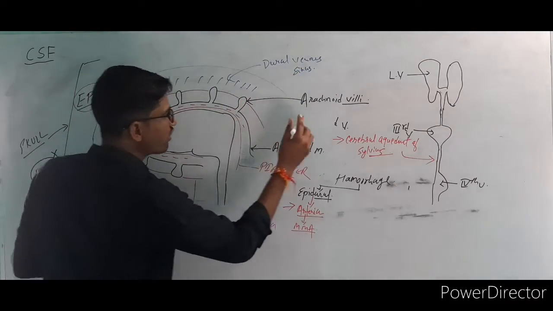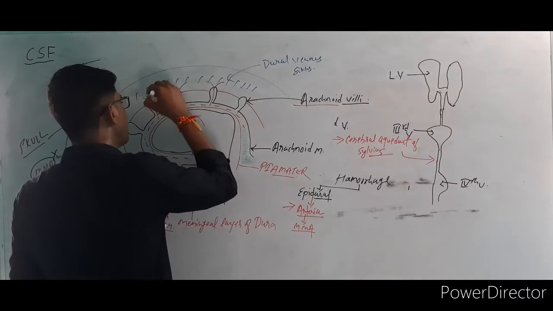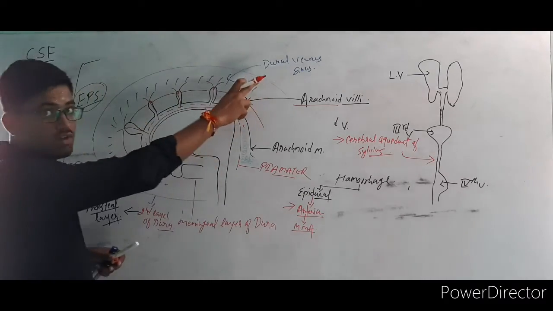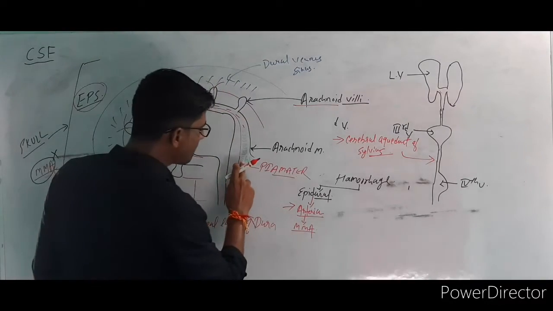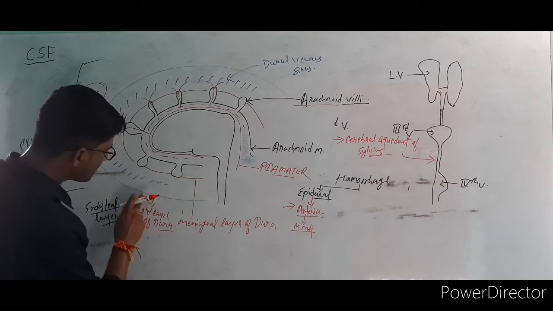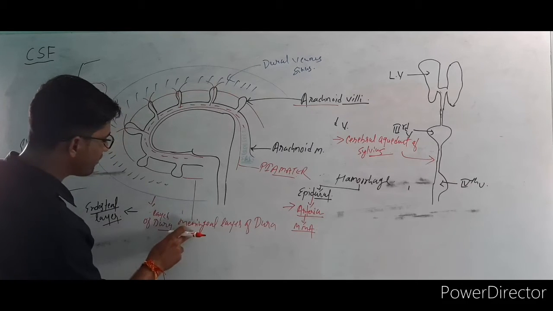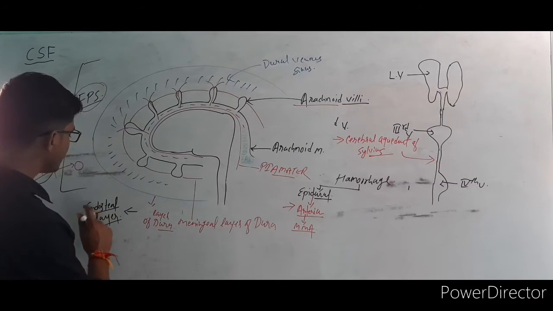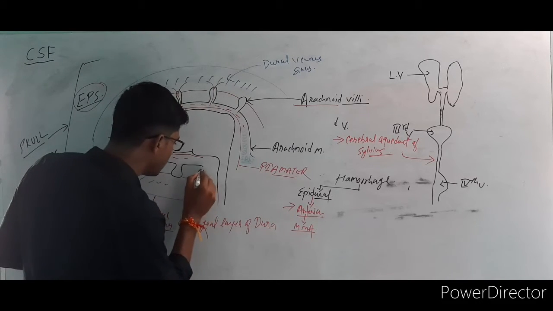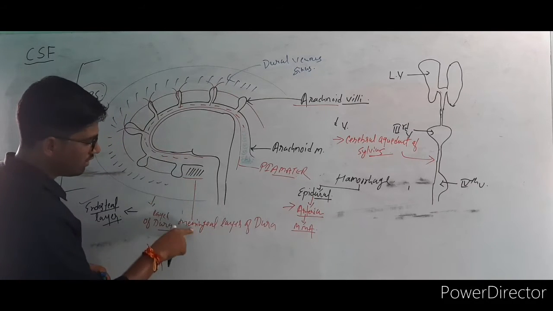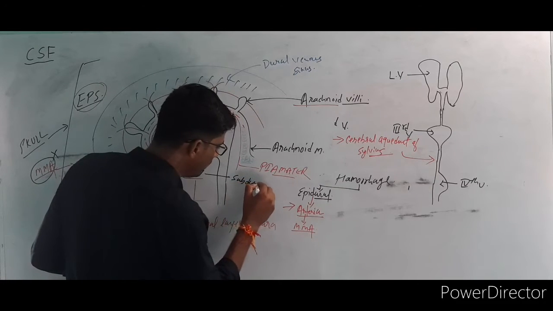So CSF from the arachnoid villi, right? From the arachnoid villi it enters the dural venous sinus and gets absorbed there. So this is the subarachnoid space. And tell me, this is the meningeal layer 1, and this is the periosteal layer of the dura. So what is this space? The subdural space, right? Below the dura, subdural.